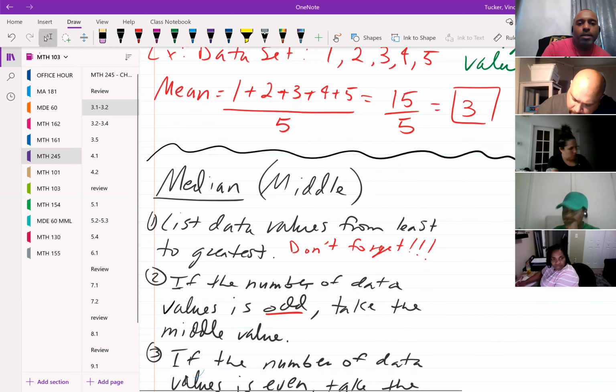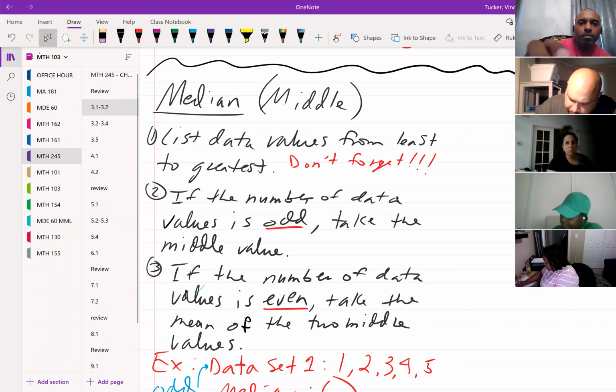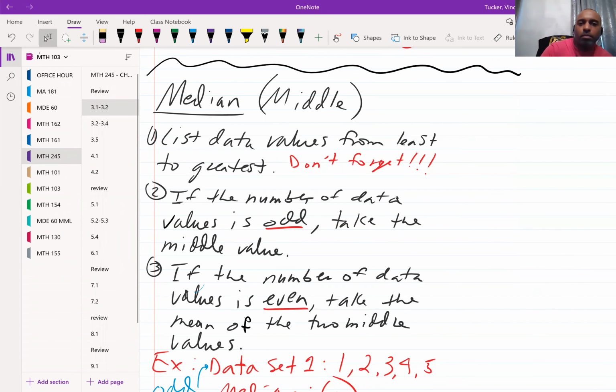Next value is our median. You can think about middle. So we will list all our data values from least to greatest. So notice I put a note, say, don't forget that. A lot of people, if they mess up anything, they will forget to put your data values from least to greatest. And if the number of data values is odd, you take the middle value. If the number of data values is even, we would take the mean of the 2 middle values. So in other words, you take the 2 middle values that you have, add them together and divide by 2.